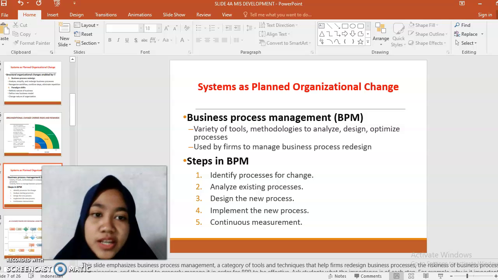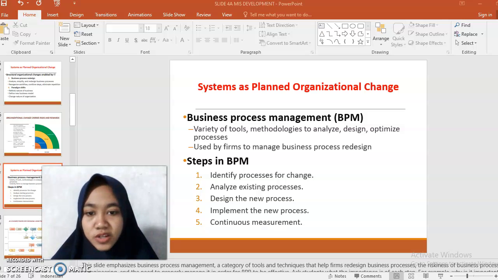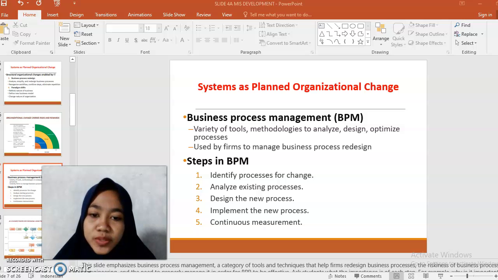System as planned organizational change. Business process management or BPM: a variety of tools and methodologies to analyze, design, and optimize processes, used by firms to manage business process redesign. Steps in BPM: 1. Identify processes for change. 2. Analyze existing processes. 3. Design the new process. 4. Implement the new process. And the last, continuous measurement.